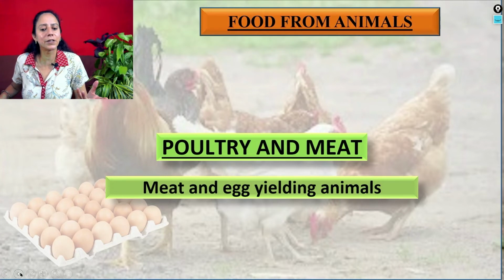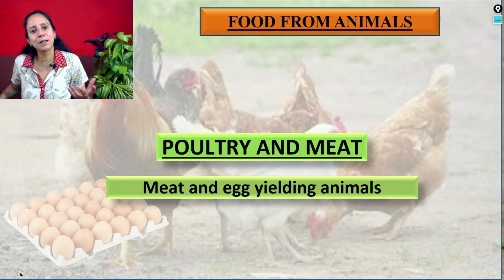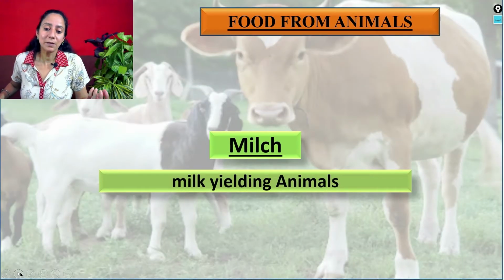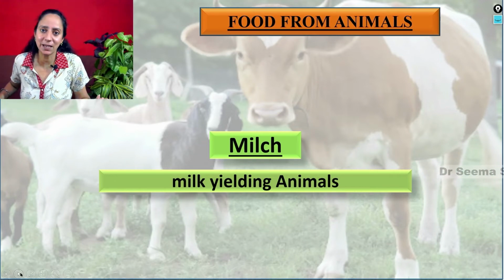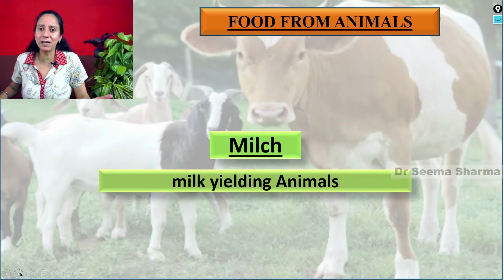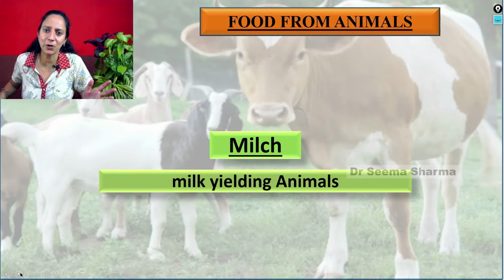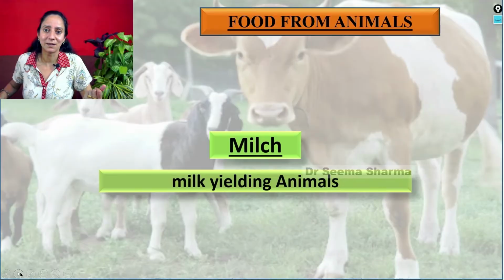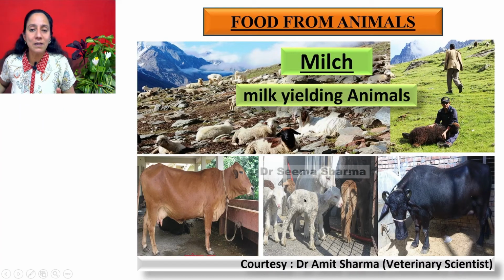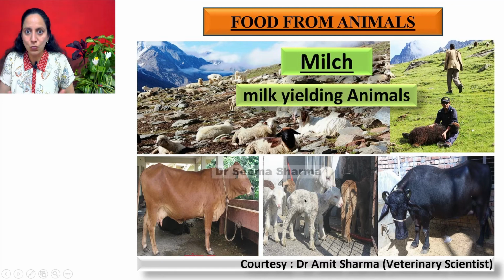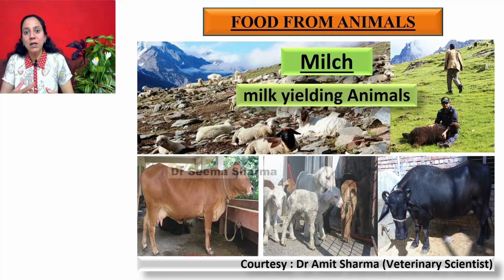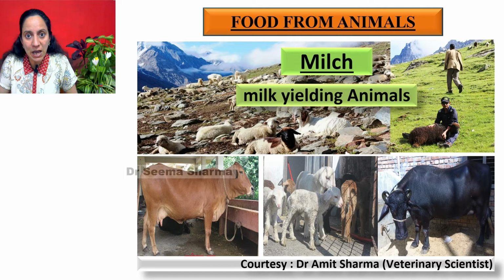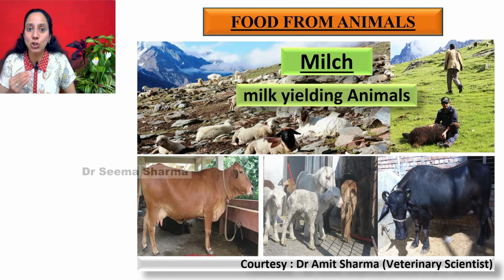Poultry and meat includes meat and egg yielding animals like cock, hen, duck, geese. Food from animals, the second category is milch animals, milk yielding animals. So from there we are getting milk, and milk is used to make a large number of products and we are utilizing that. And here also, children, veterinary scientists throughout India and throughout the globe are working, coming up with new breeds of milch animals, and that is why there is gradual increase in the production of milk.